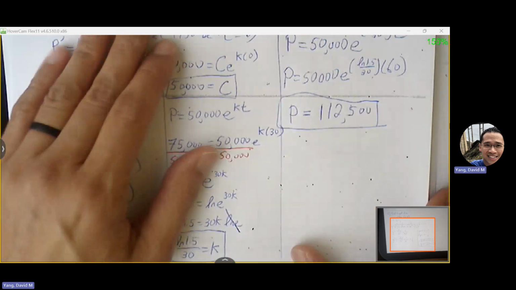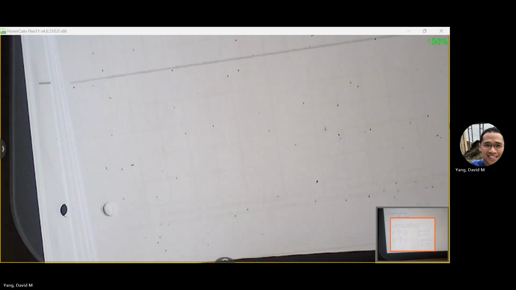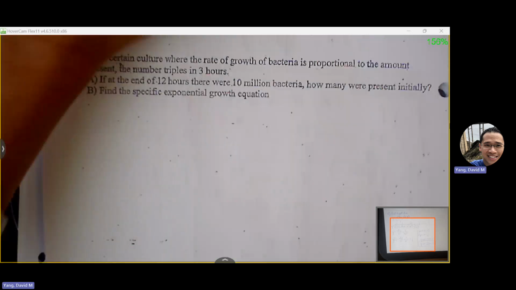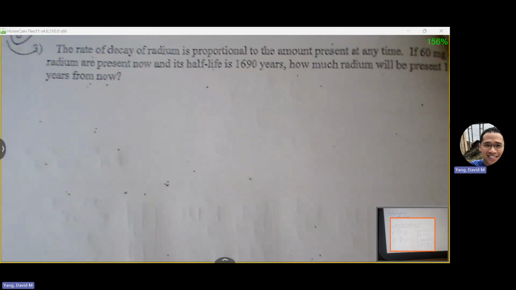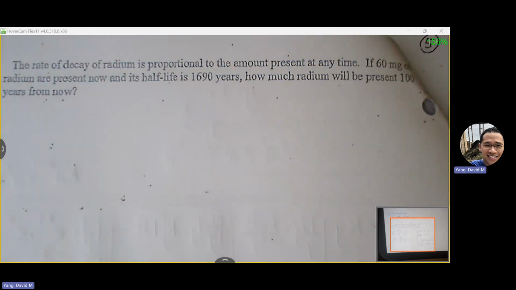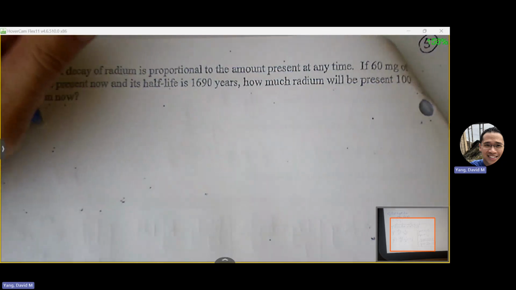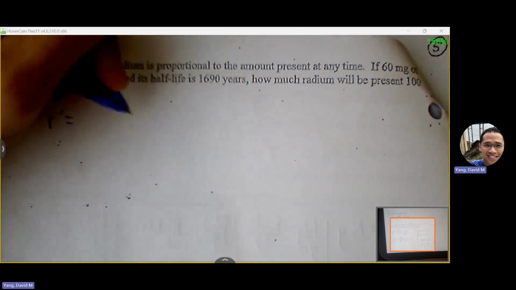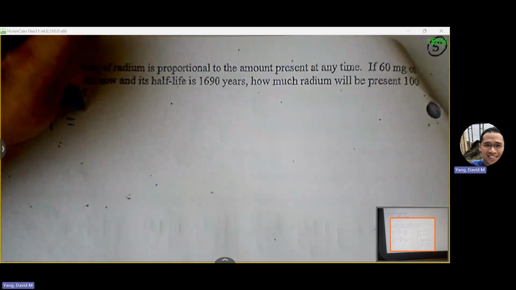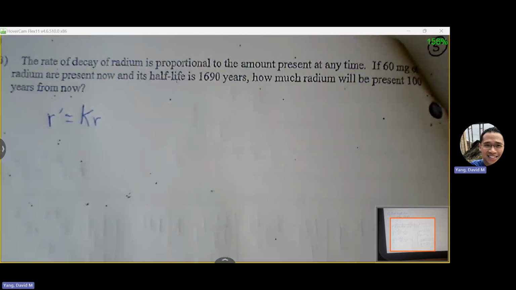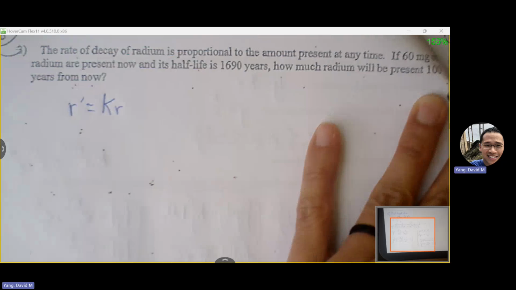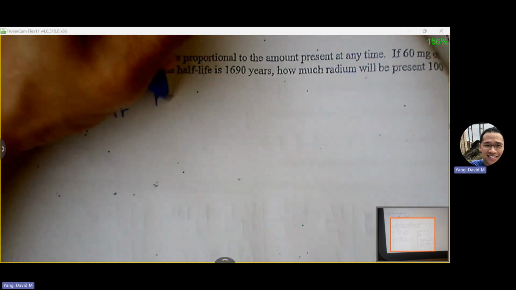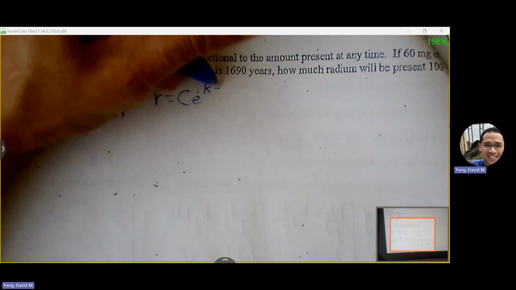All right, page 6, let's try this one. All right, so I'll talk through the setup and then you guys can finish off the rest of the problem. The rate of decay of radium, so I'll call that R prime, it's just some rate of change, is proportional to the amount of radium at any time. So R prime equals KR, same relationship as Y prime equals KY, same relationship as P prime equals KP. We know that we're starting off with the same equation as before.